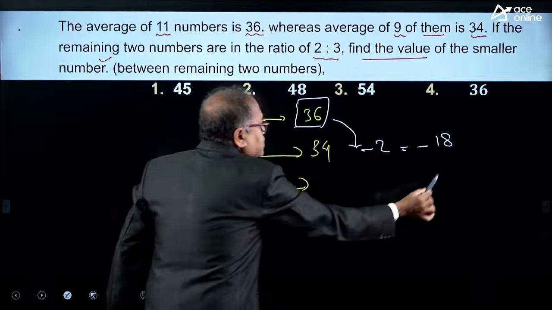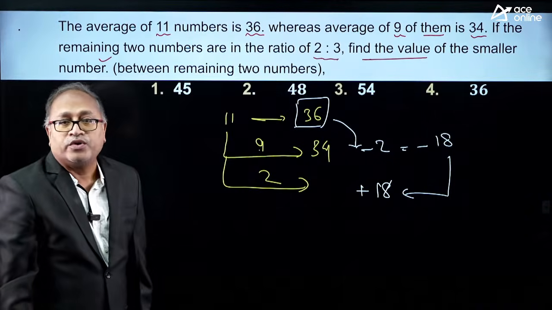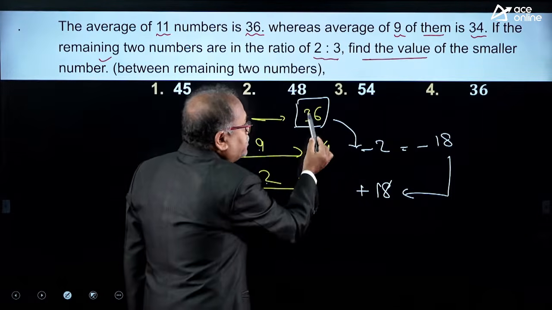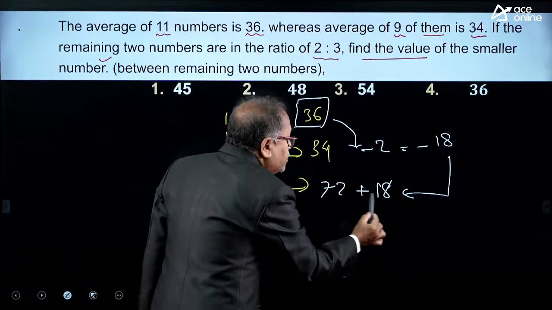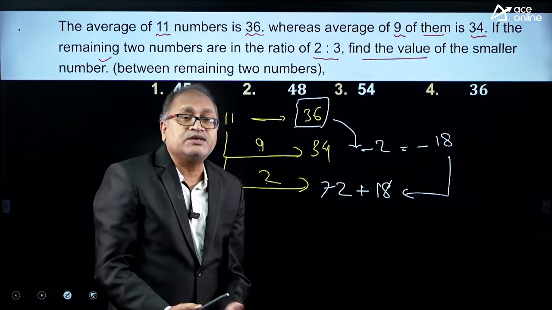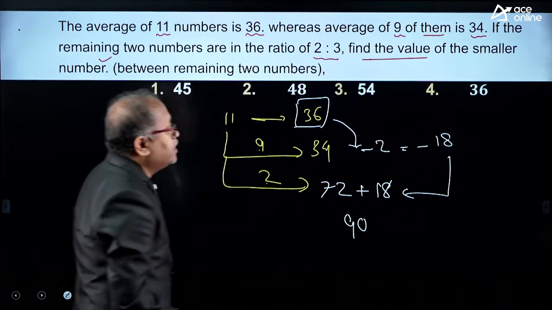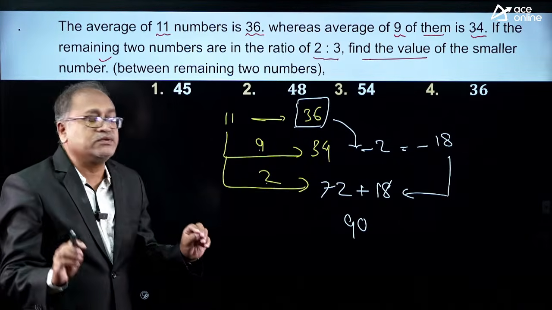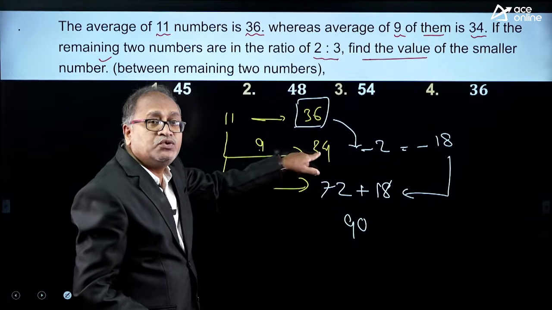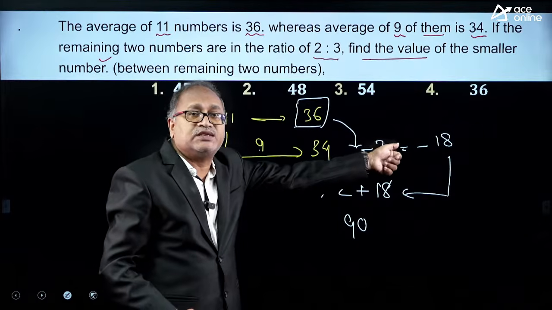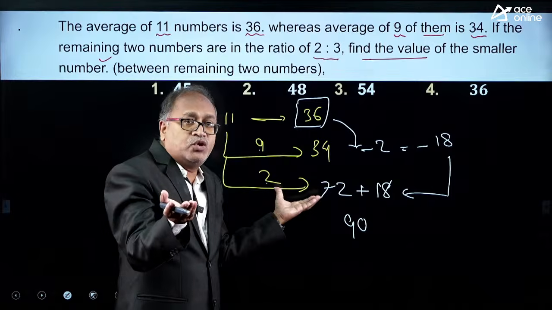If this is 18 less, what happens? The remaining numbers will be 18 more. So the total of the remaining two, from the average, that is 2 into 36, 72, will be 18 more than 72, and 18 plus 72 comes to 90. Right, my dear friends? This is the easiest way to get these numbers. I notice that this average is 2 less. If the average is 2 less, the total is 18 less. If this is 18 less, then the remaining ones have to be 18 more in total.